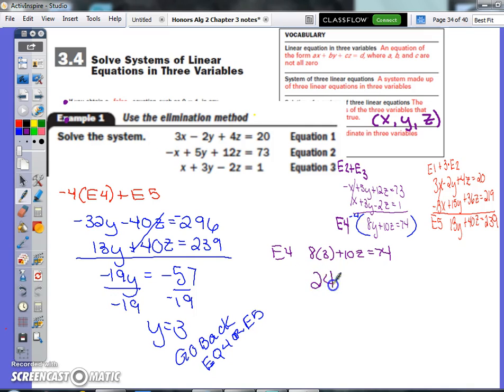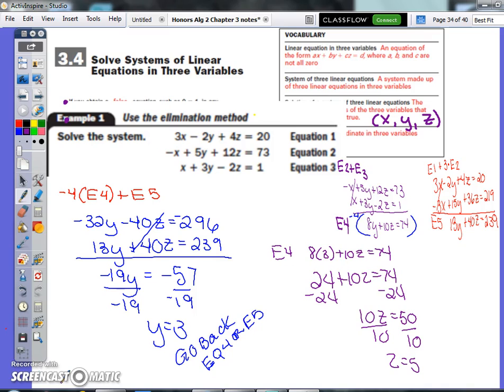Sorry. 24 plus 10z equals 74, minus 24. So 10z equals 50. Divide by 10. z is 5. It takes some time, but it's not so bad. You have to be a good thinker. Everybody can do different problems and it should all work out the same.